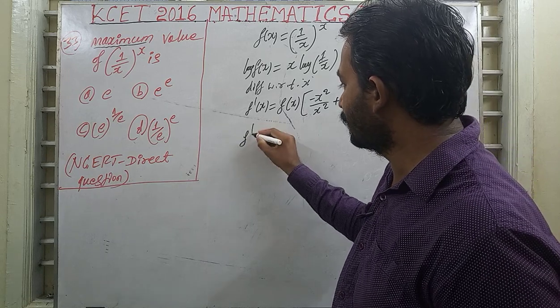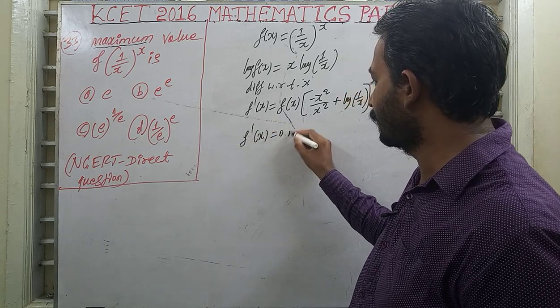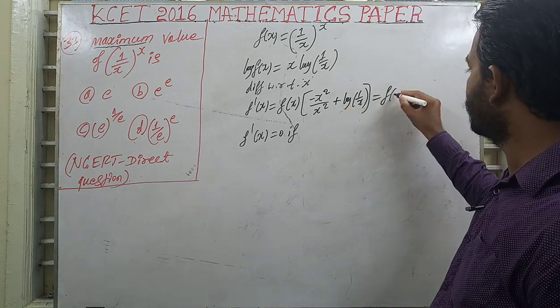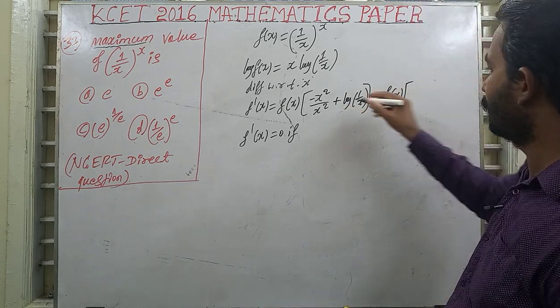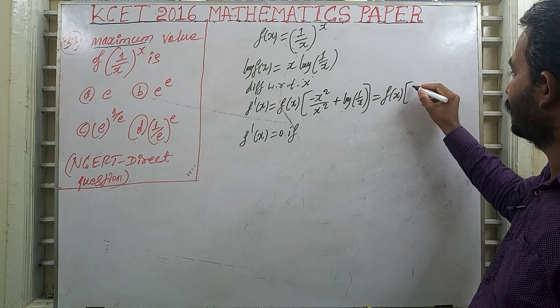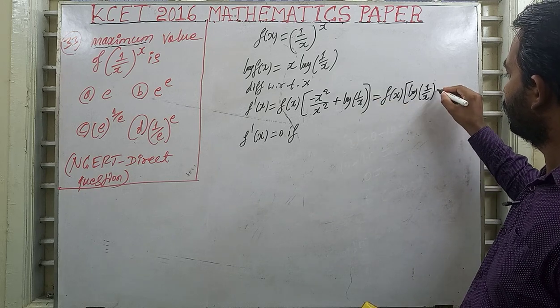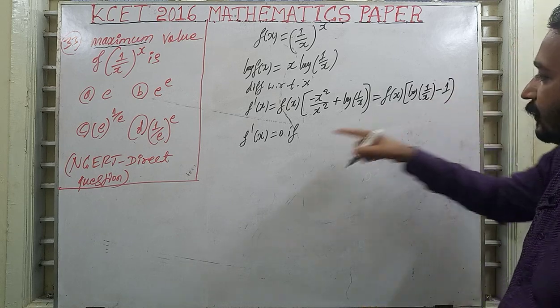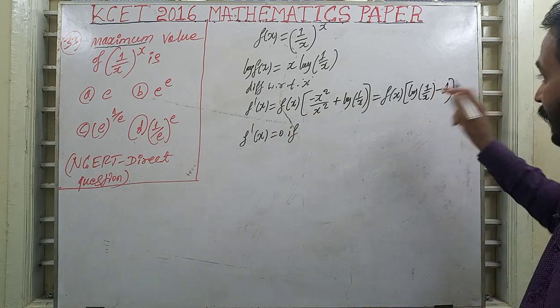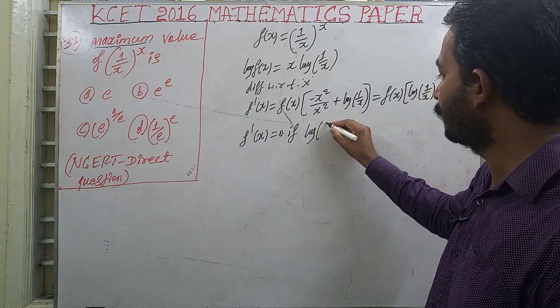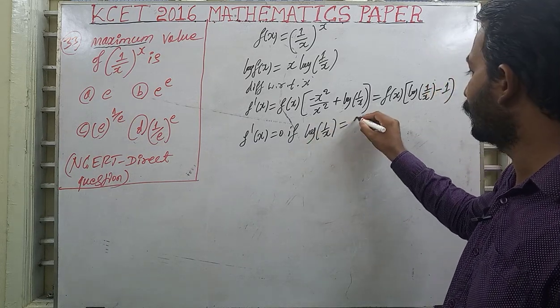So f dash of x is 0 if or when, here in this case, x square gets cancelled, minus 1. First we can write log of 1 by x minus 1. So f dash of x is 0 when log of 1 by x is equal to 1. Log of 1 by x is equal to 1.